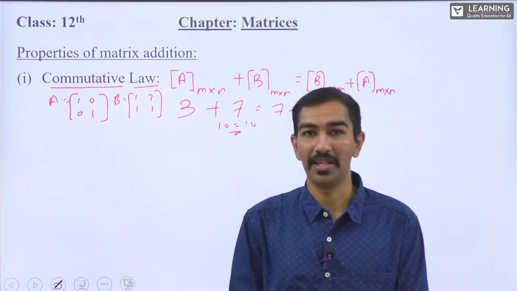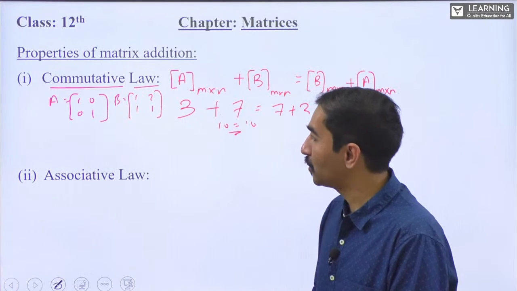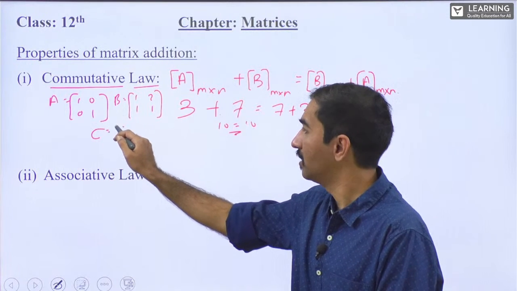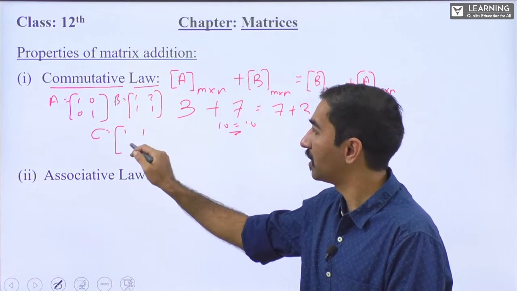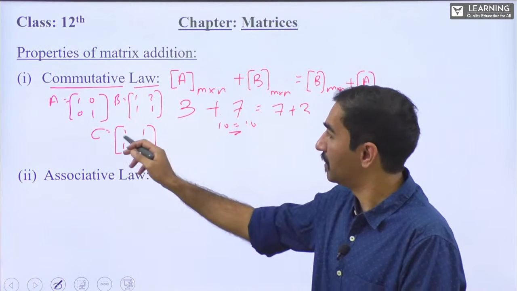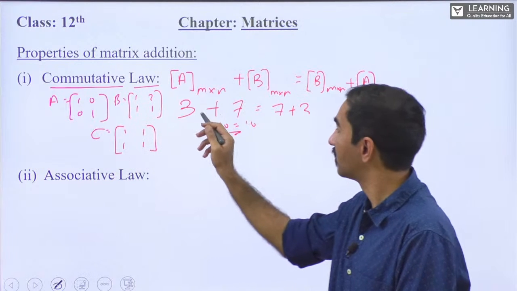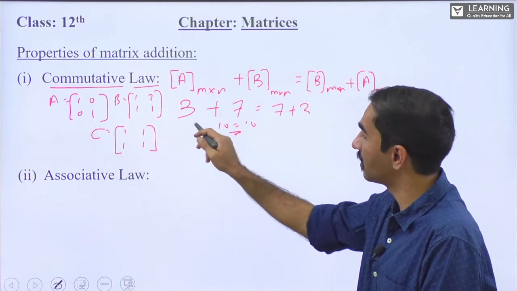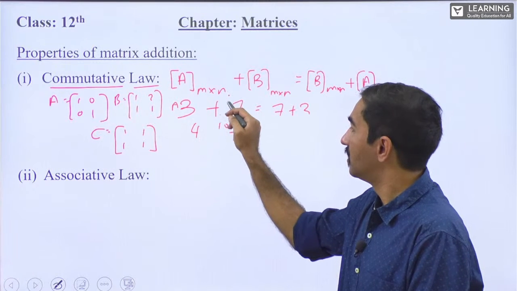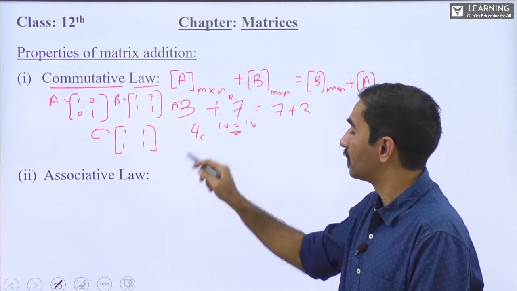Okay, moving on to the next one, the associative law. Same thing, students. Now let us consider matrix C here as well. Matrix C will be 1, 1, 1 and 1. Now let us see with the numbers. We took 3 and 7. Let us take another number, 4. Let this be A, let this be B, and let this be C.